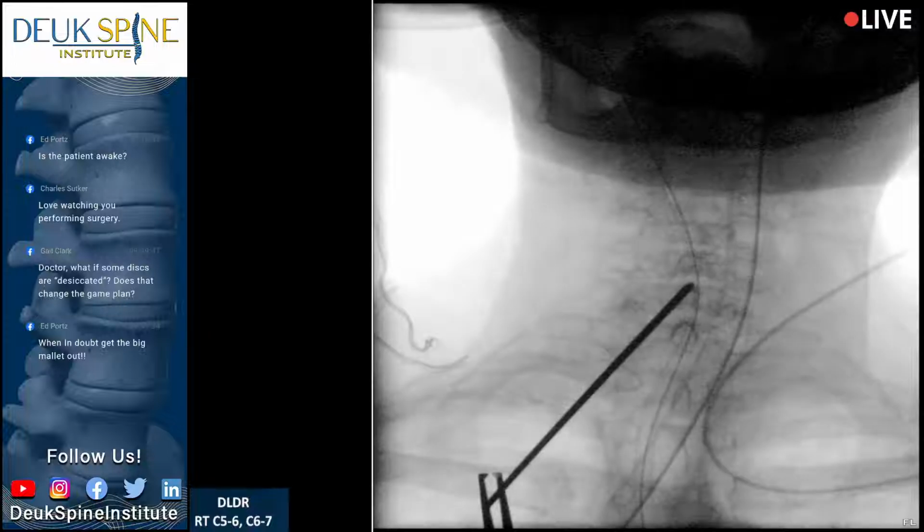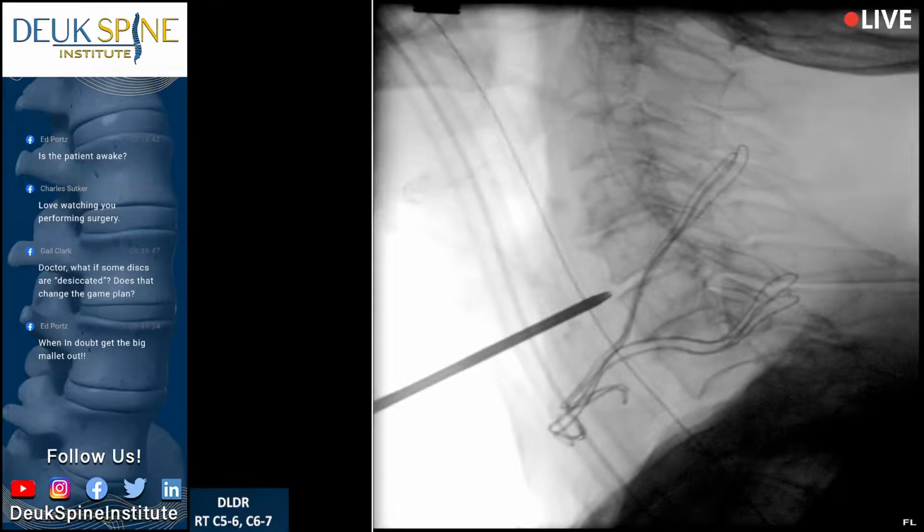Shot. Perfect. Let's go back to a lateral. So you can see the tip of the dilator is dead in the middle of the spine, right where the spinous processes are. And on the lateral view, I think we're right in the front of the disc. We are. So it's perfect.